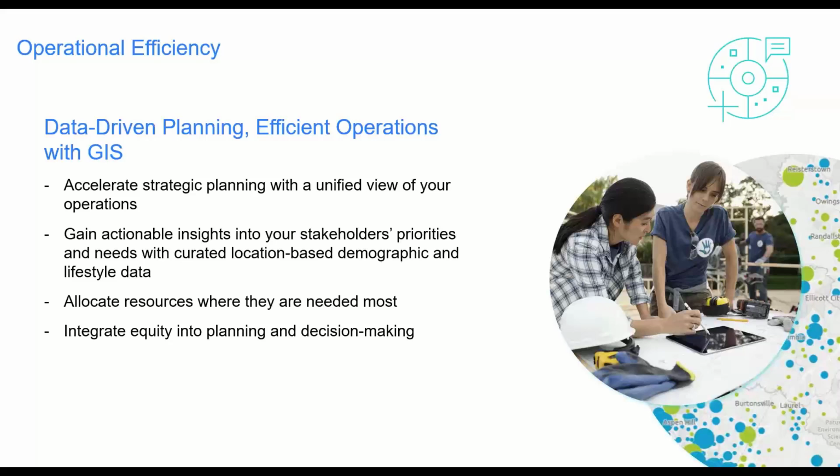Allocating resources where they're needed most. GIS integrates different kinds of information, for example, socioeconomic data to the data on the physical or built environment. With GIS, you can analyze that information to understand what's happening where and allocate programs, budget, staff, or other resources to areas where the need is greatest.